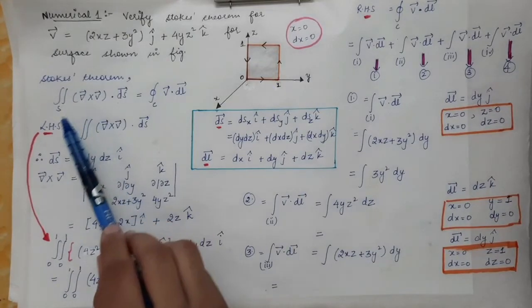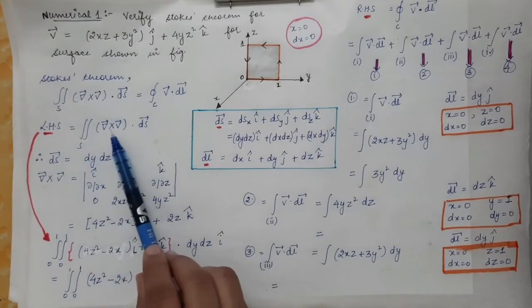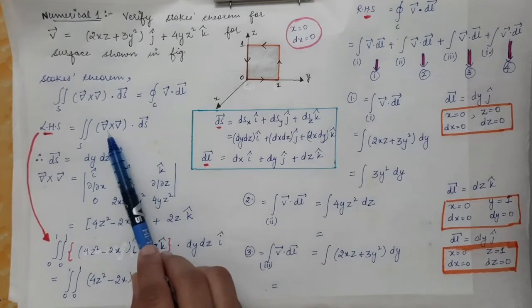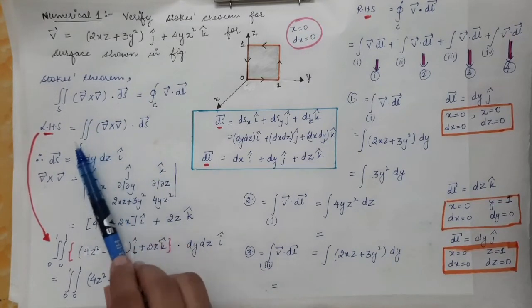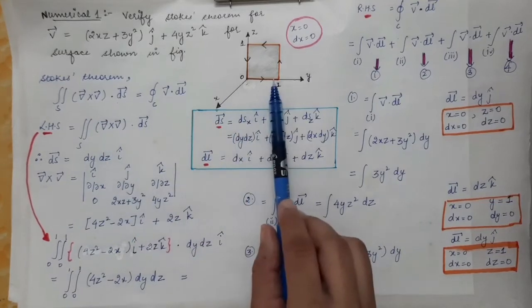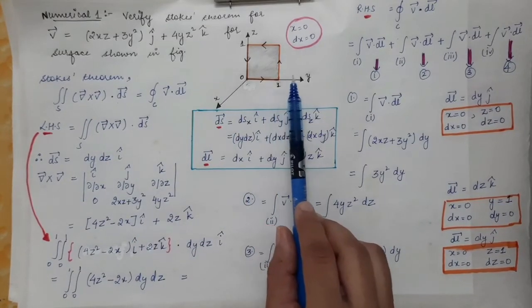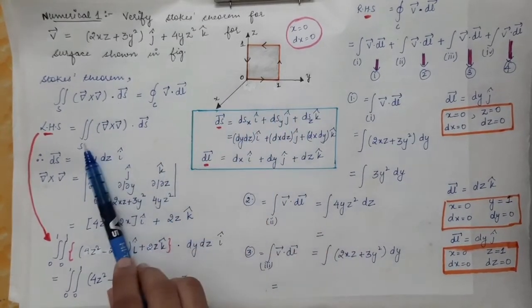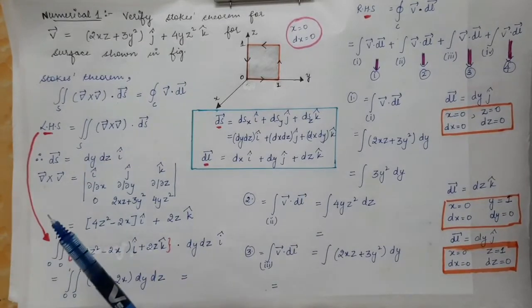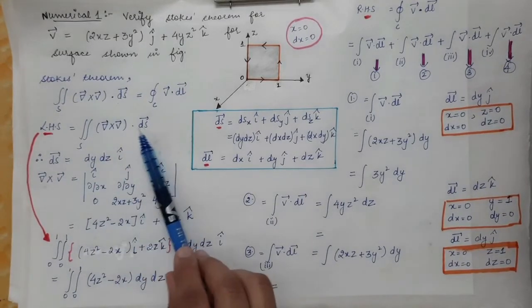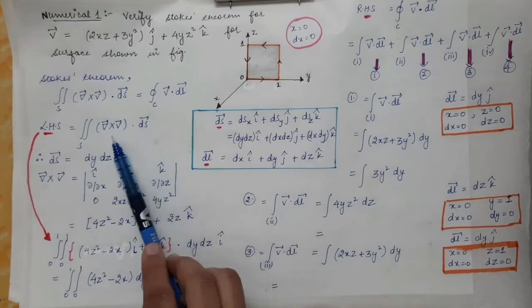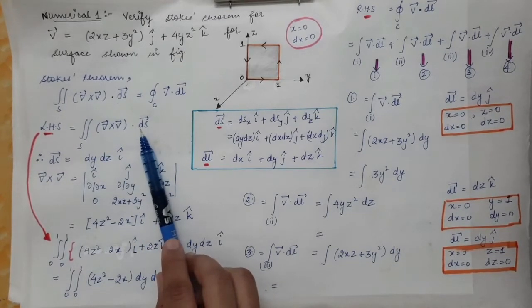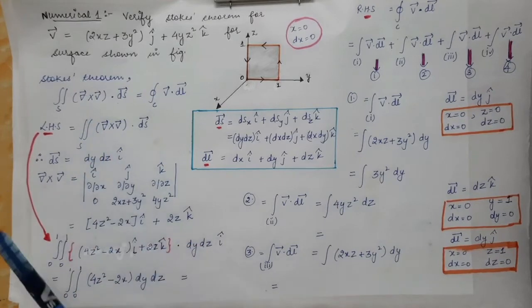The left hand side of this theorem is given by this expression, that is the surface integration of curl of vector v dot product with ds vector. Now the surface over here is an open surface, therefore the integral will be on an open surface. So what will be ds vector in this case? First of all we will find curl of vector v, and then we will find ds vector, then we will do the dot product of both, and then we will do their integration.